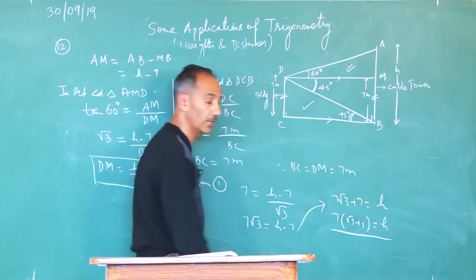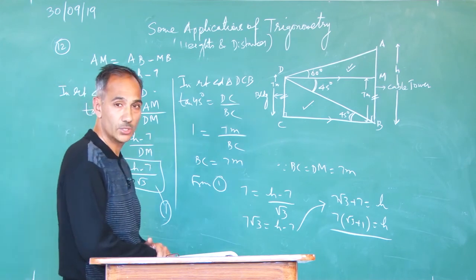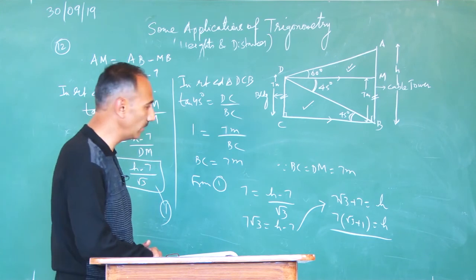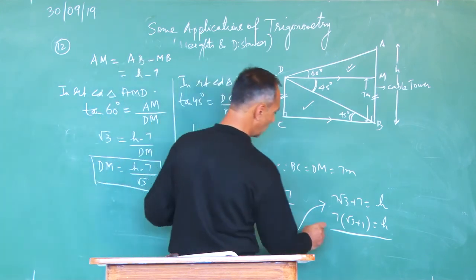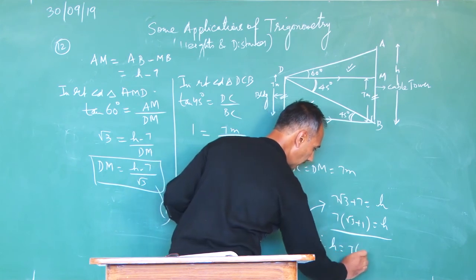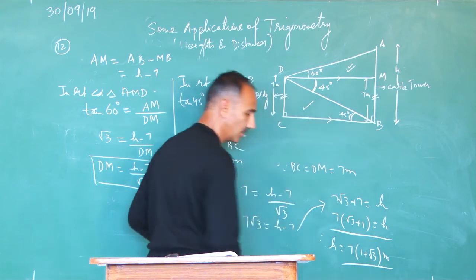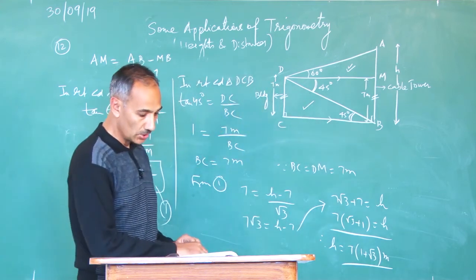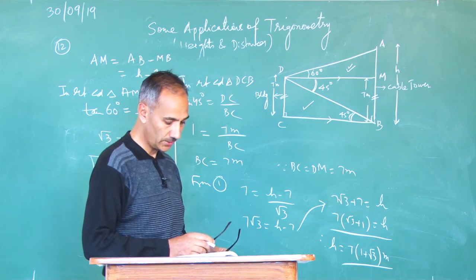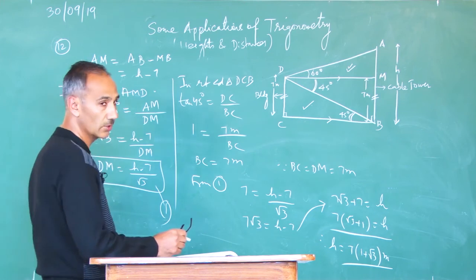We can leave it this way. No need to do the rationalization because the irrational term is in the numerator. So H is 7 times root 3 plus 1 meters. That's the height of the cable tower. Therefore, your height H is 7 times root 3 plus 1 meters. So that was a question in which we came across angle of elevation as well as angle of depression.